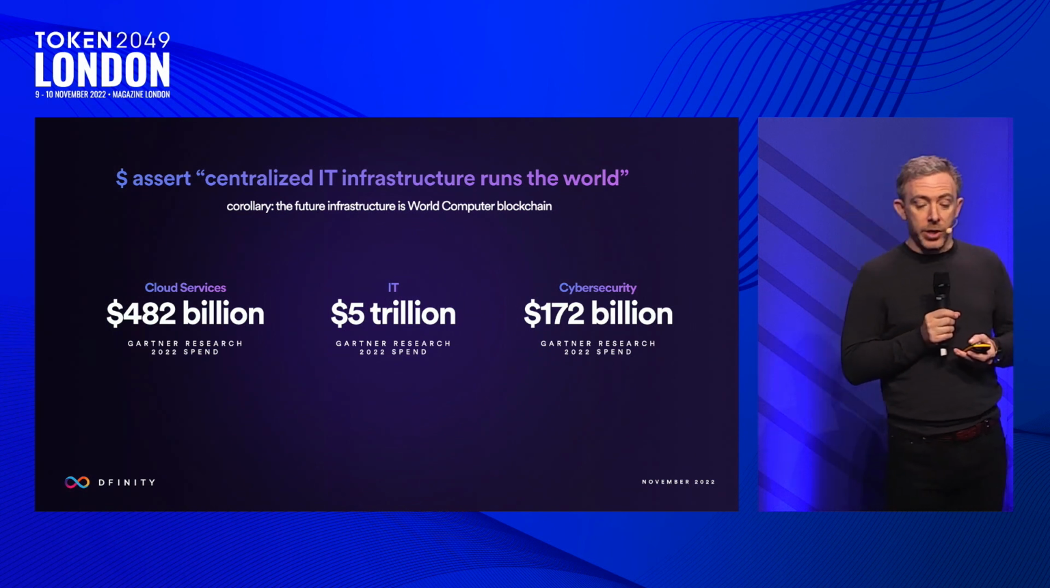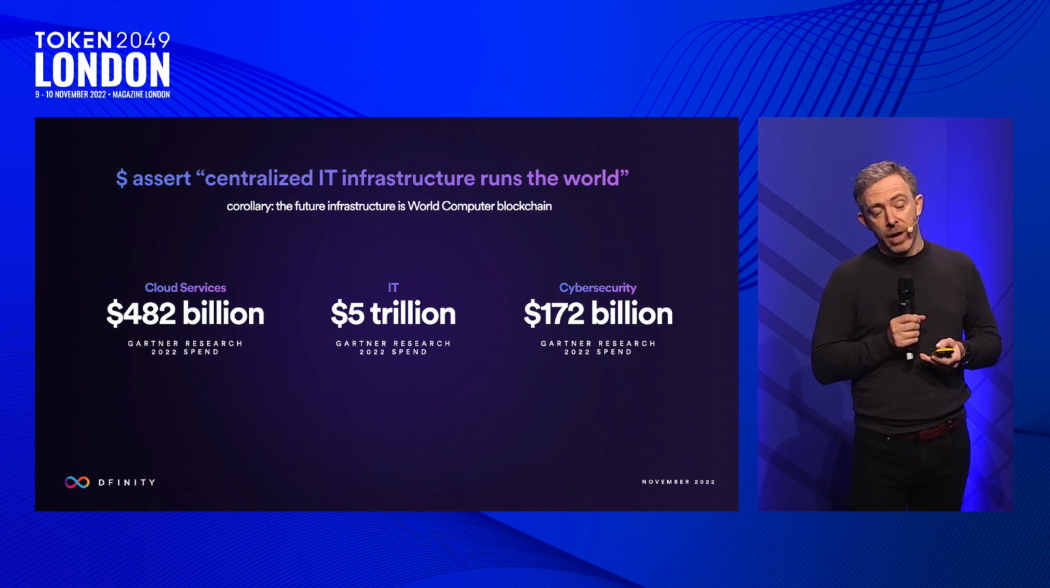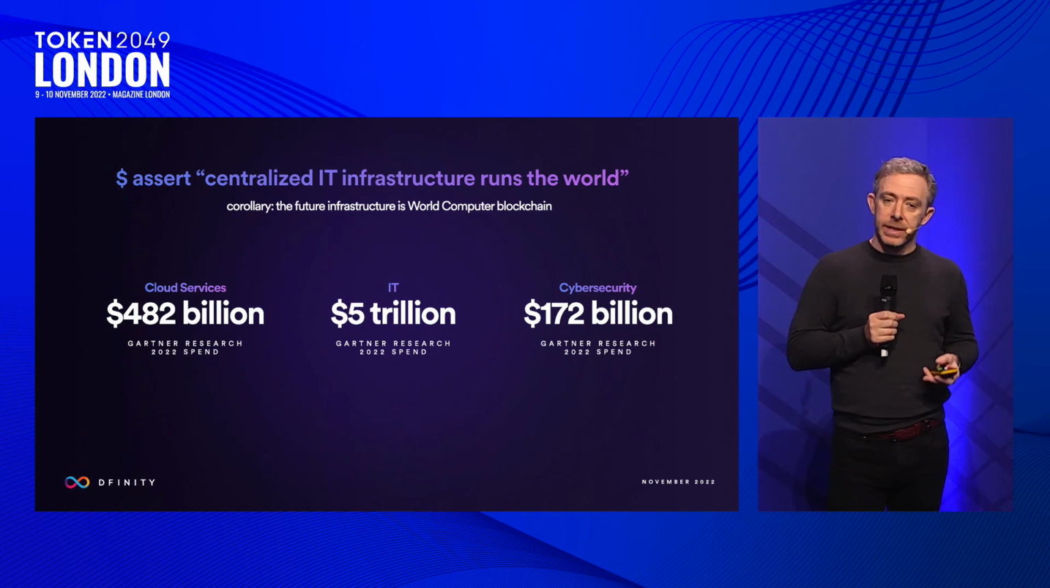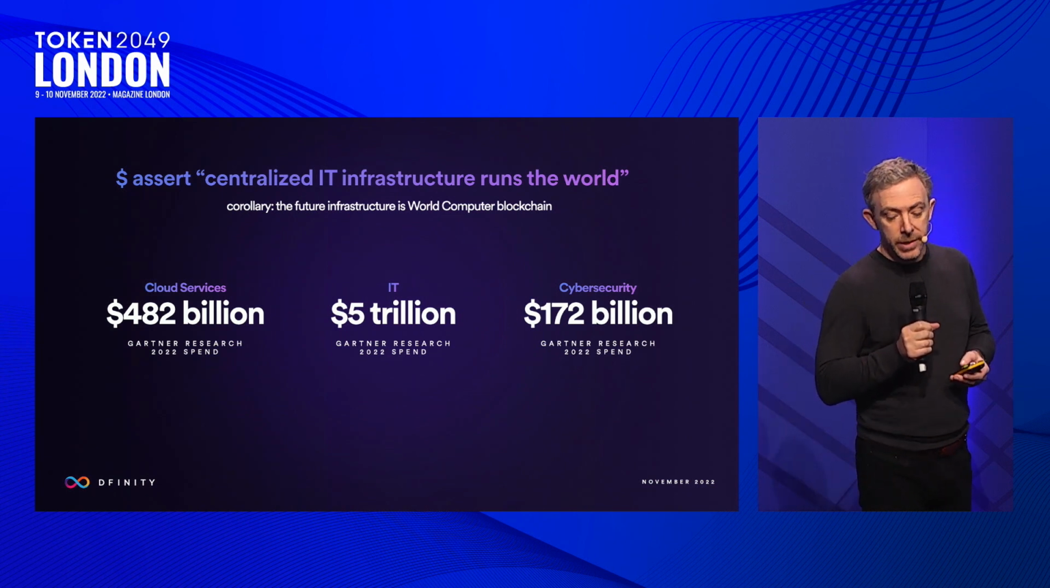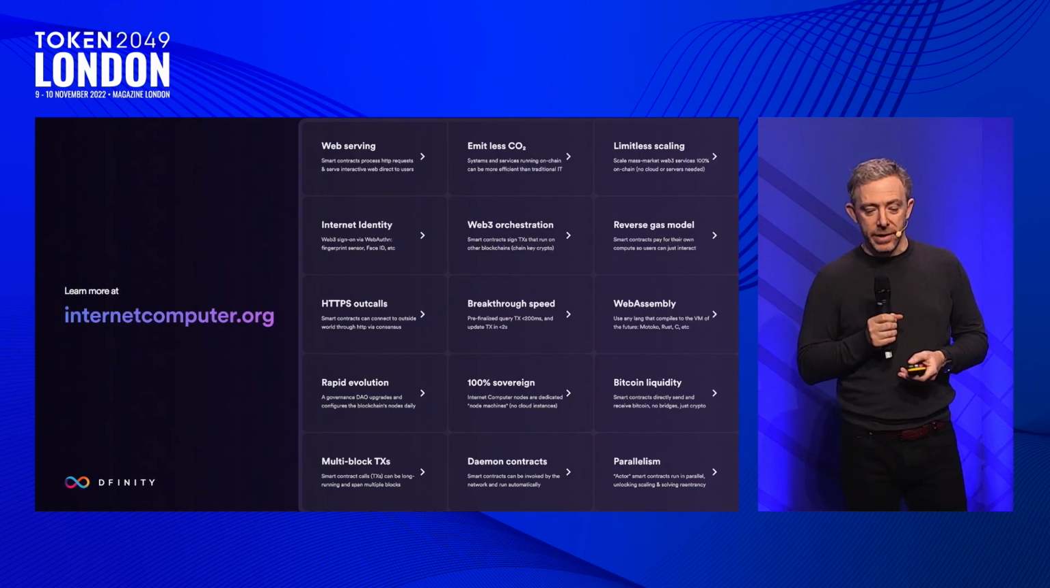We spend $5 trillion a year on IT worldwide, half a trillion a year on cloud services. And just to drill down a bit, this year people will spend $172 billion on cybersecurity. On a blockchain, obviously the advantage is you don't need a firewall, right? You can get rid of that.